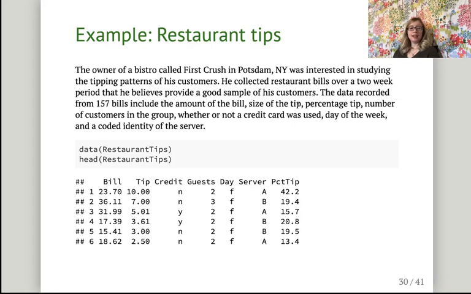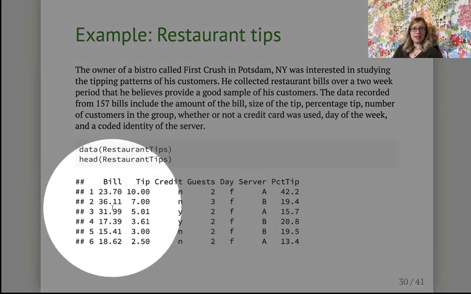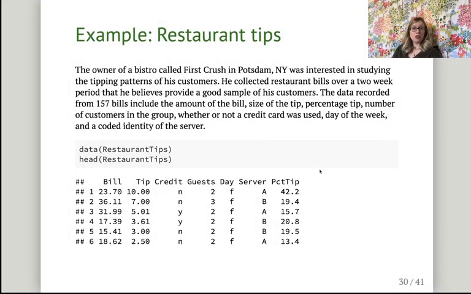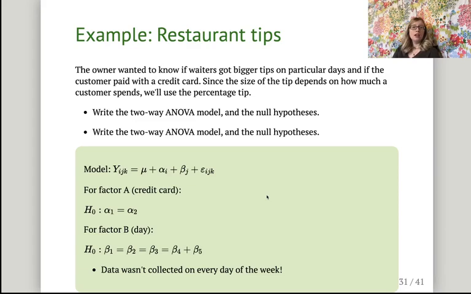So let's take a look at an example with two-way ANOVA. The owner of a restaurant in Potsdam, New York was studying tipping patterns of his customers. Over a 2-week period, he collected data from 157 bills at the restaurant that included the amount of the bill, the size of the tip, the percentage of the tip, so PCT tip, number of customers in the group, whether or not a credit card was used, day of the week, and an identity of the server. So was it server A or server B? Here's our question. Will the waiters get bigger tips on certain days? Will the waiters get bigger tips if the customer pays with a credit card?